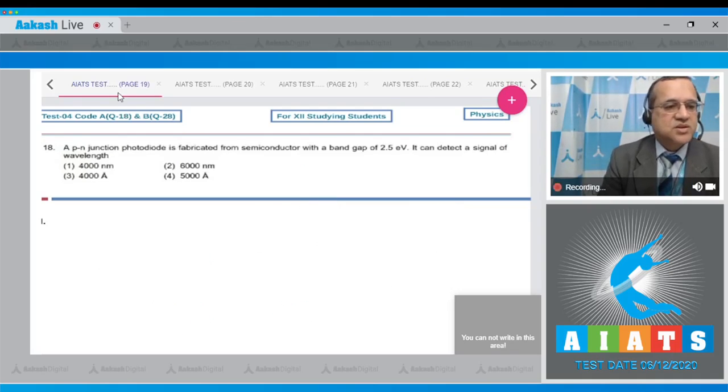So let's go to question number 18. A PN junction photodiode is fabricated from a semiconductor with a band gap of 2.5 electron volt. It can detect a signal of the wavelength. These are the 4 options.